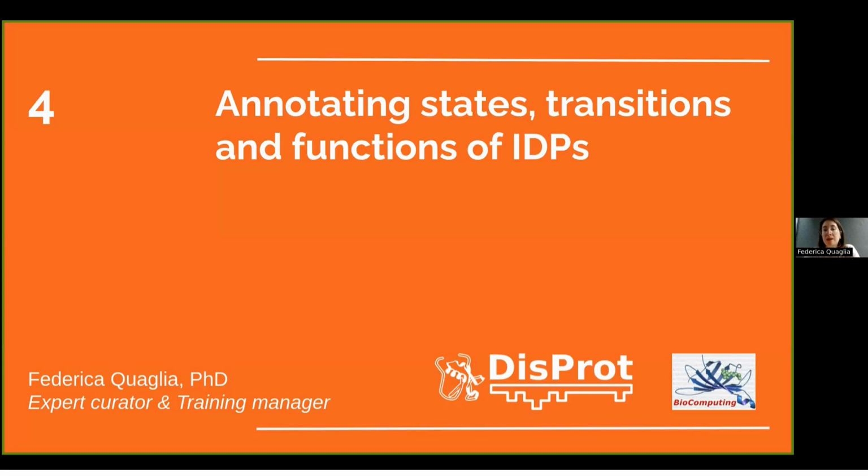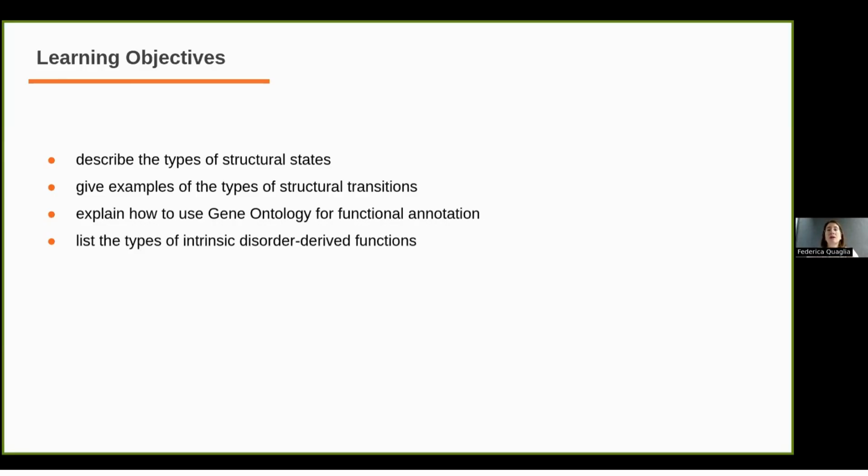DisProt curation training, annotating states, transitions, and functions of IDPs. Here are the learning objectives of this part of the training. Describe the types of structural states, give examples of the types of structural transitions, explain how to use gene ontology terms for additional annotation, and list the types of intrinsic disorder-derived functions.